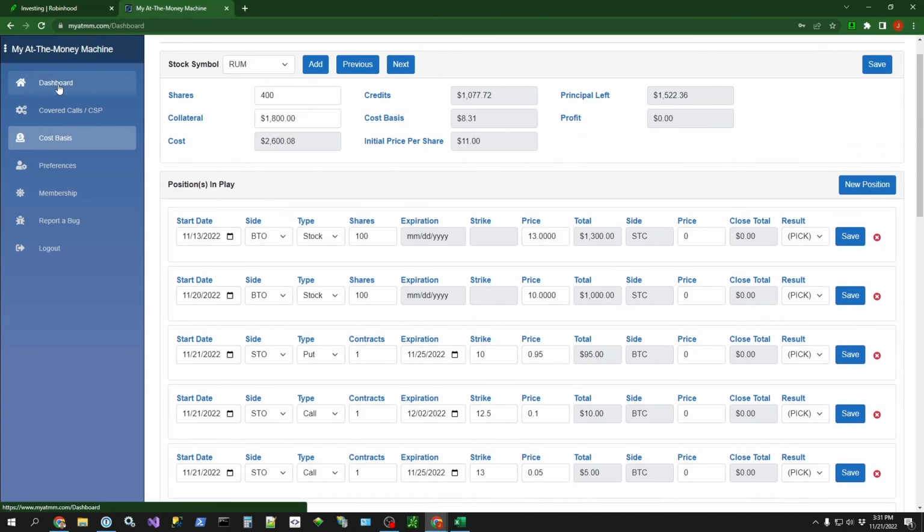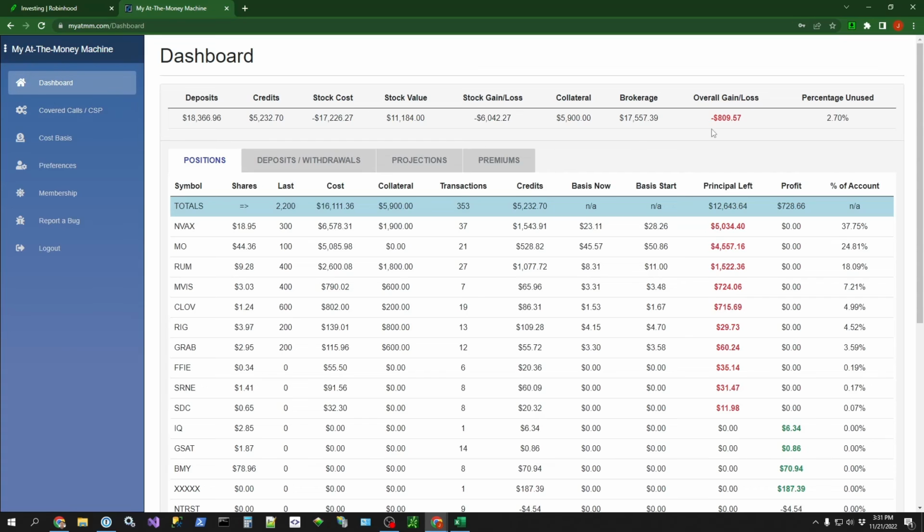So now let's go back to the dashboard real quick. You'll notice that the overall went down because we collected some premium. So it was 1,000 something, but it's accounted for the premium that we just added, so it went down some, so that's cool.